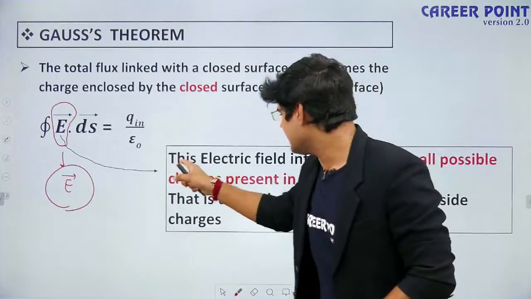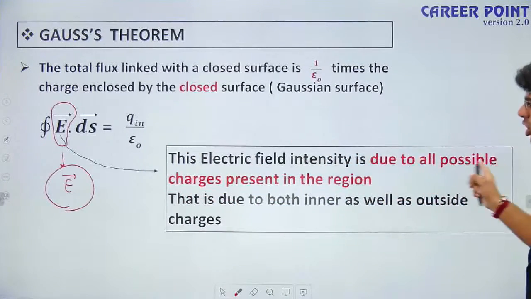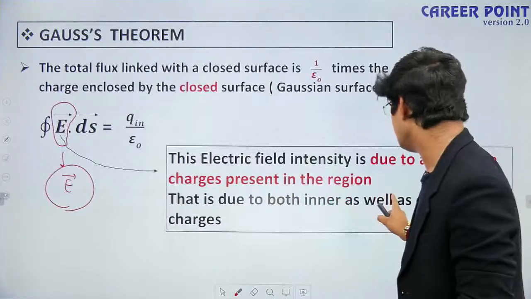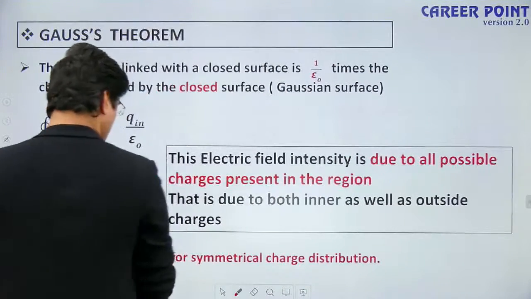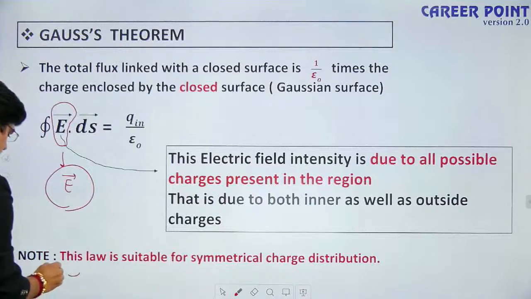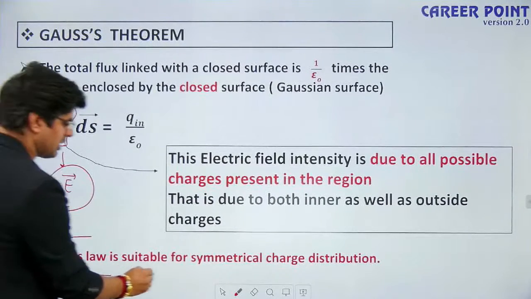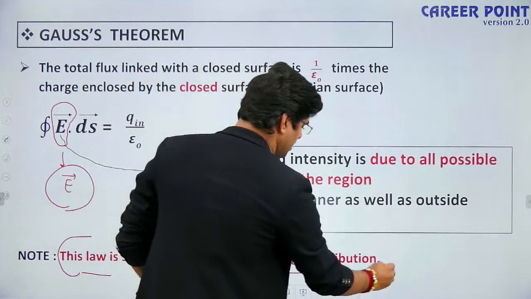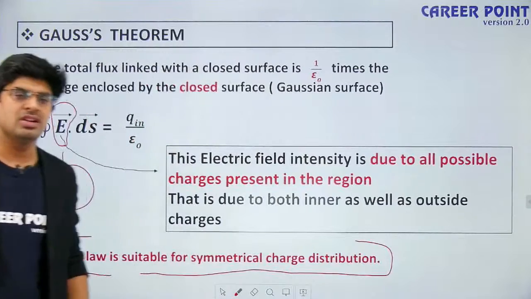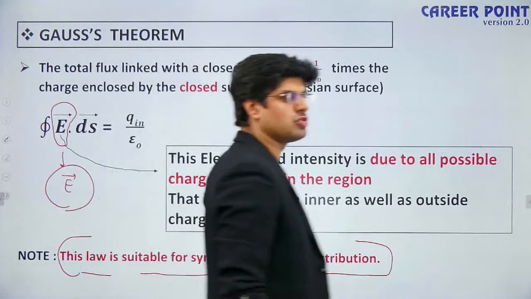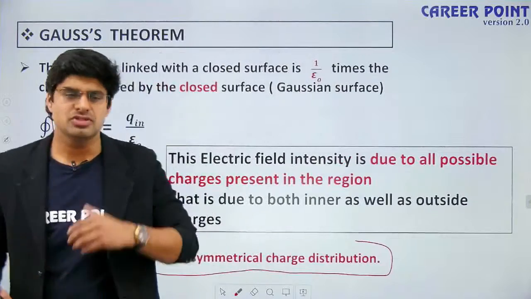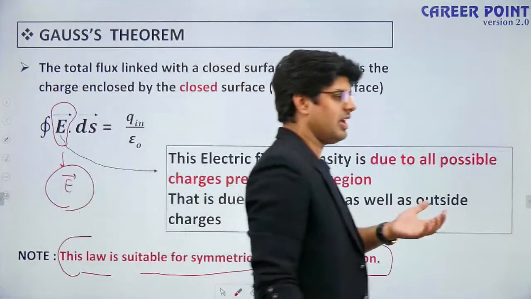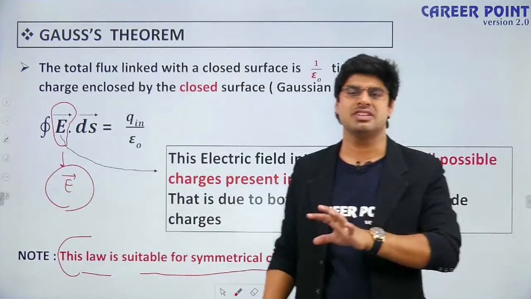So this electric field intensity is due to all possible charges present in the region, both inner as well as outside. One more thing we have to consider is this law is suitable for symmetrical charge distribution only. Why are we saying it is suitable for symmetrical charge distribution? Being suitable is a different thing and being able to apply the law is a different thing.